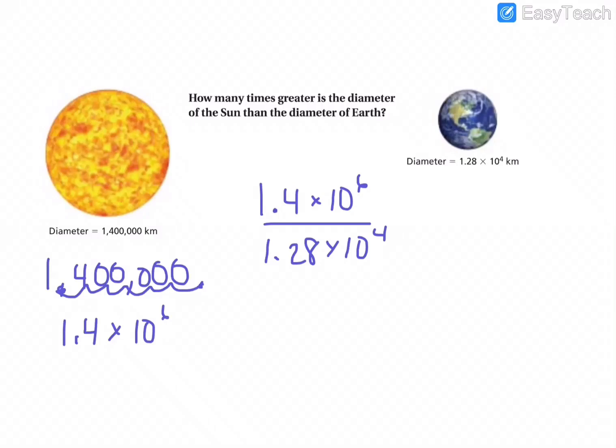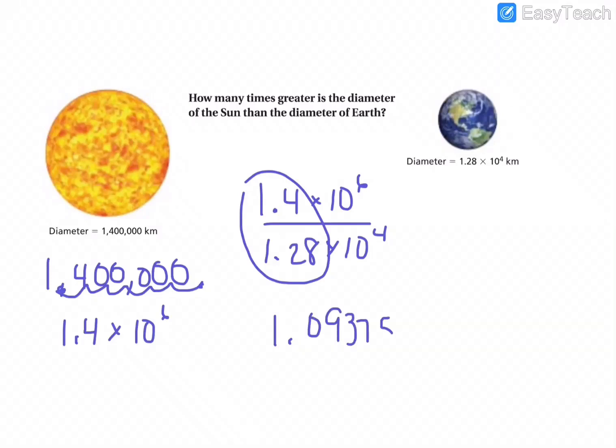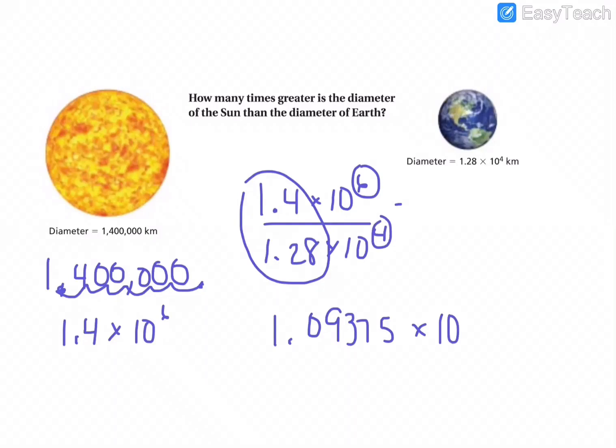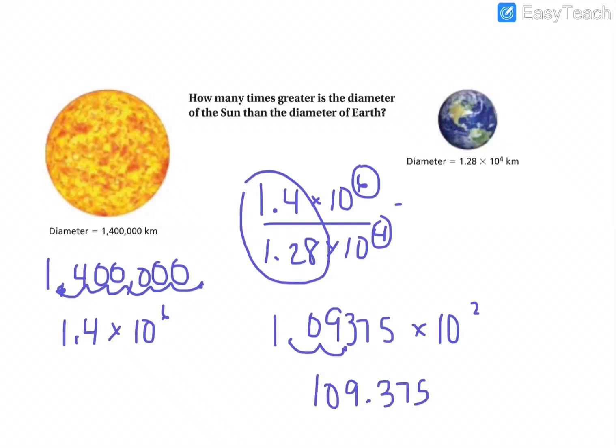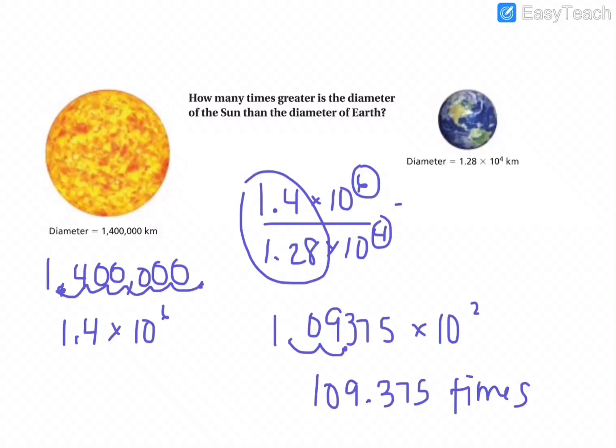You are still going to have to do that division, which is basically what we just did with bigger numbers. We already know what it's going to be. And then we're doing the 6 minus 4, so times 10 to the 2nd, which means we move it over twice. So, kind of the same amount of work, to be honest with you. Either way, it's about 109 times greater. The Sun's diameter is approximately 109 times greater than the Earth. Okay.